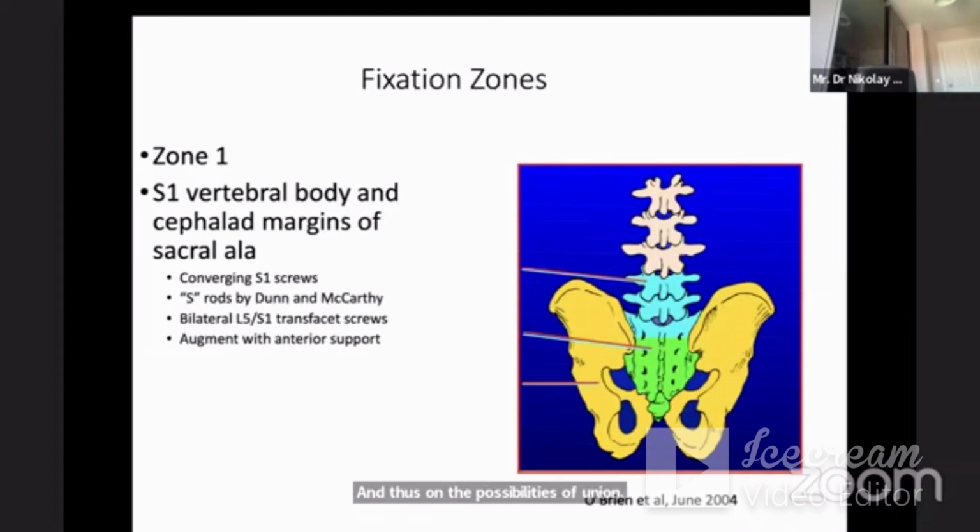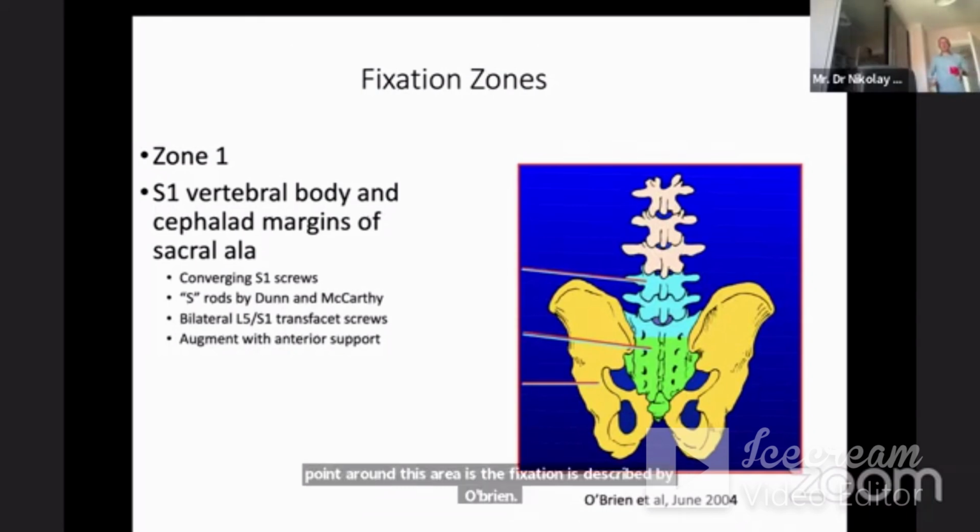The second important biomechanical fact that you have to deal with while trying to choose a fixation point around this area is the fixation zones described by O'Brien. The blue area is zone 1, which is the S1 vertebral body and cephalad margins of the sacral ala.